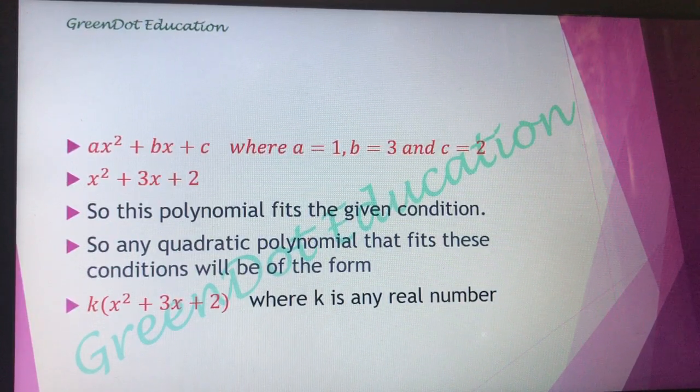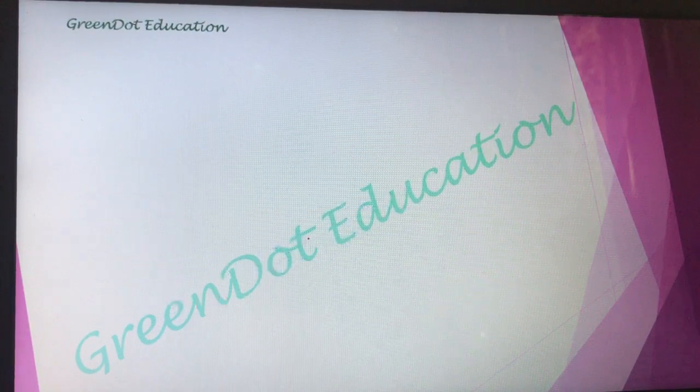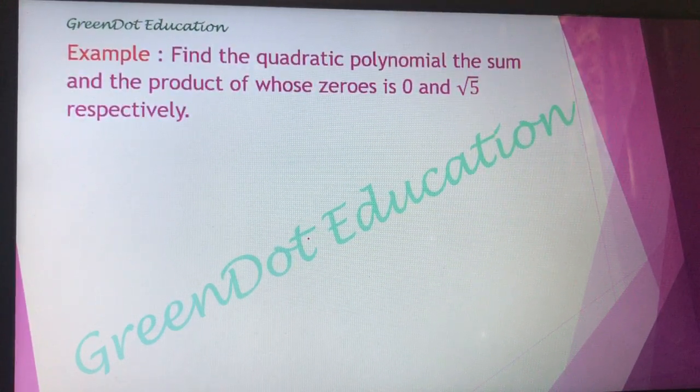So in this way we can form any quadratic polynomial using the relationship, if the zeros of that polynomial, that is the sum of the zeros and the product of the zeros of that polynomial, have been given. Now let's take another example and try to solve it.